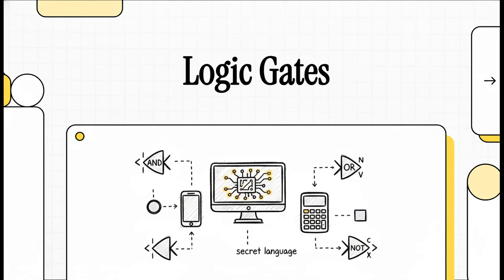Have you ever stopped to wonder how your computer, your phone, or even just your calculator actually makes a decision? I mean, it seems like pure magic, right? But underneath all that incredible complexity, there's a secret language, and it's made of unbelievably simple rules. So let's dive in and decode that language together.